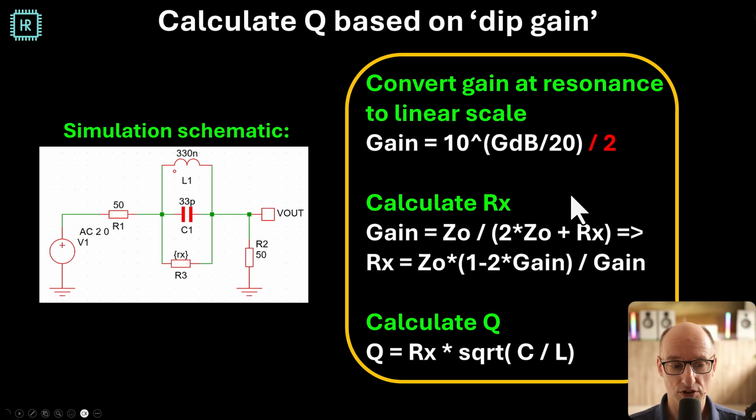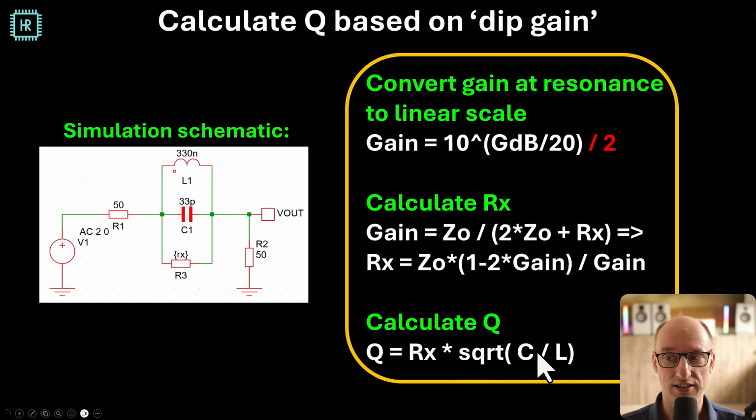Now the final step is to calculate the Q. Calculating the Q of a parallel resonator is very easy once you know all the component values. You just multiply Rx with the square root of C divided by L.